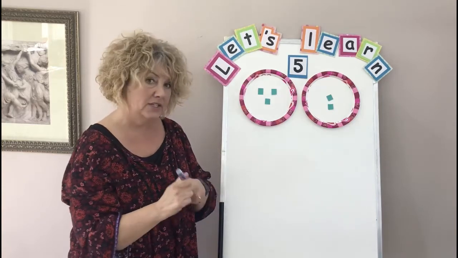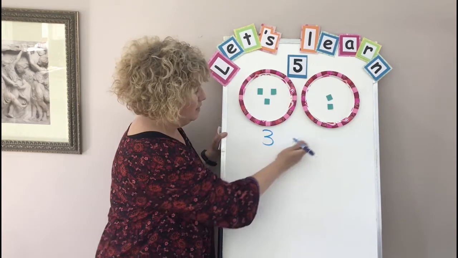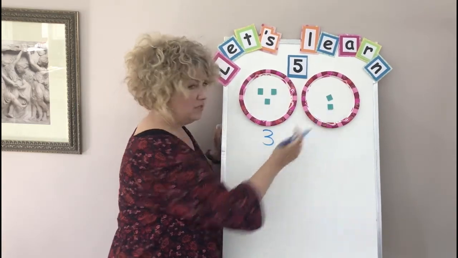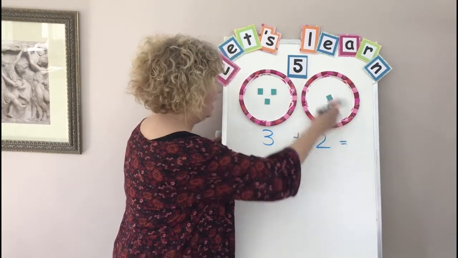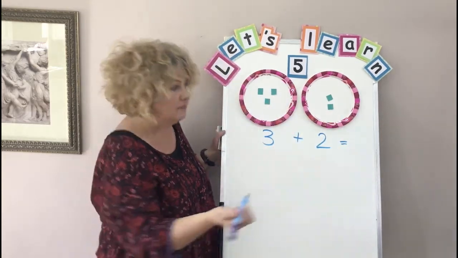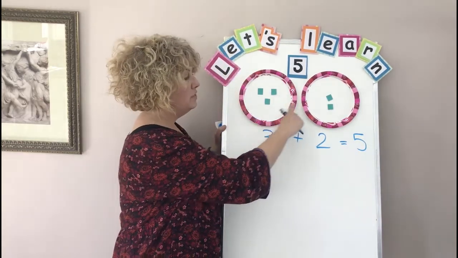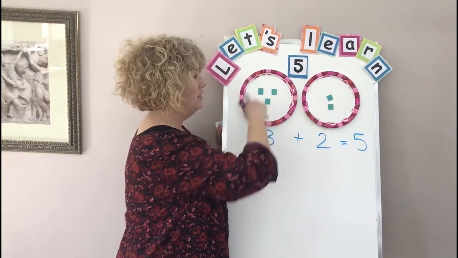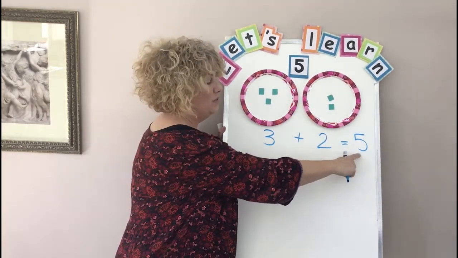Let's write a number sentence that goes with this picture. So we have 3 squares here, 3, plus, how many squares on this side? 2 squares over here. And that equals how many squares all together? 5. That equals 5 squares all together. I have 3 squares plus 2 squares, and I know that equals 5 squares. 3 plus 2 equals 5.